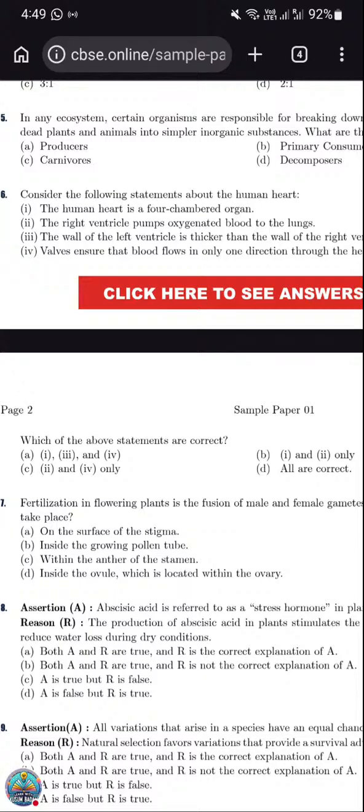Then the second one, the right ventricle pumps oxygenated blood to lungs. C is not the correct one. 2 and 4 only is correct, you are saying. The right ventricle pumps oxygenated blood to lungs? Oxygenated blood will never go to lungs, because in lungs the blood is sent for purification. Option number A is the correct one. Now you are correct. Okay, now the next question.